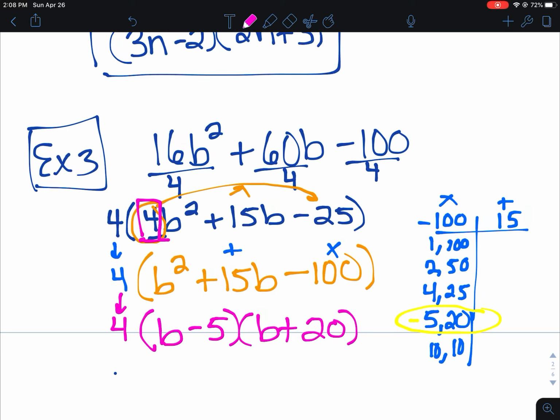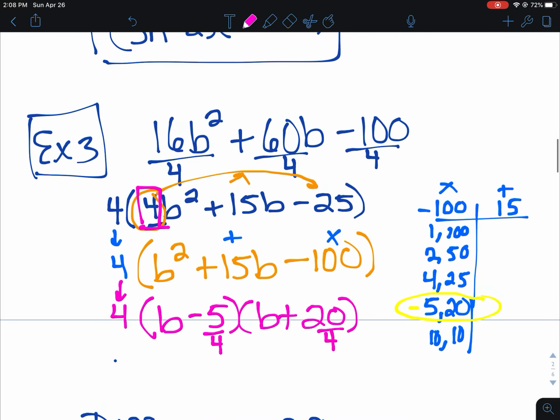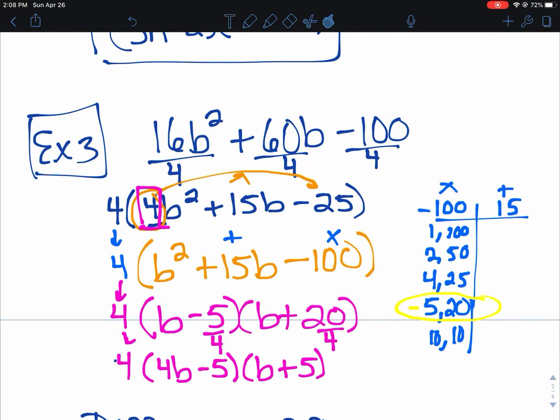And then because I slid 4 to the end in the beginning, now I'm dividing it back out. So I end up with, well, 4 doesn't go into 5 evenly, so it's 4b minus 5. But 4 does go into 20, so that just becomes b plus 5, because 20 divided by 4 is 5. And again, bring down the 4 from your original answer. So this is combining a lot of different techniques that we've looked at, but it's another way to factor.